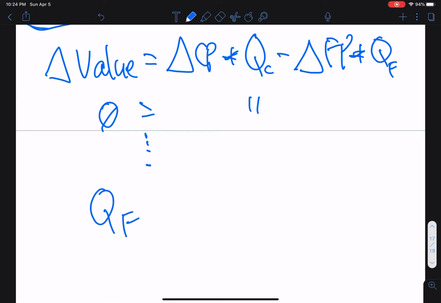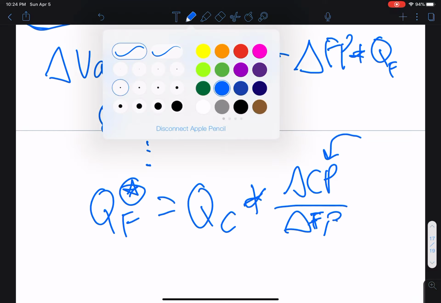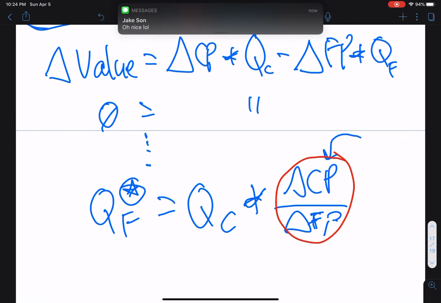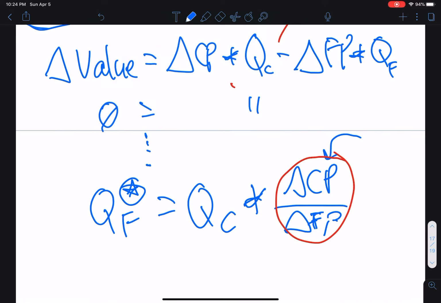And we end up with the following: Q sub F, which is the size of the futures position, and I put a little star there to indicate I'm talking about now an optimal condition, would be equal to the size of the cash position times delta CP over delta FP. Change in the cash price divided by change in the futures price. This term here, circled in red, is known as the hedge ratio.